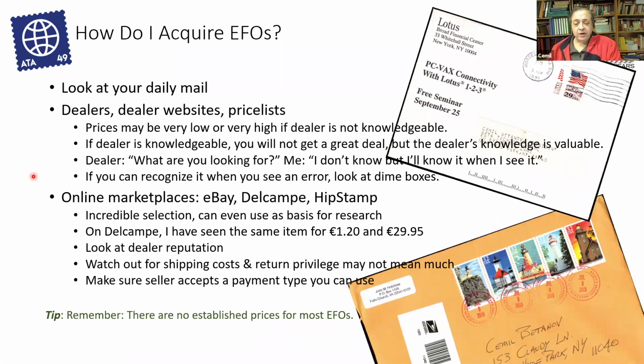And finally, when you are buying from international dealers, in particular on Delcamp, you have to make sure that the seller accepts a payment type that you can use, like PayPal or something like that. Some of them may accept only bank transfers. Bank transfers are very expensive from the United States, say, to a European country. Remember, there are no established prices for most EFOs. So it's very important to remember that.